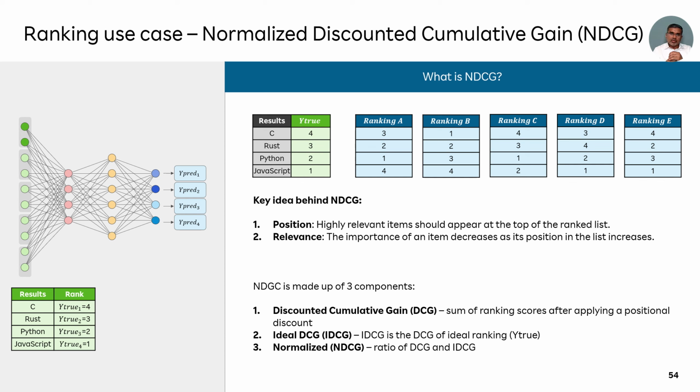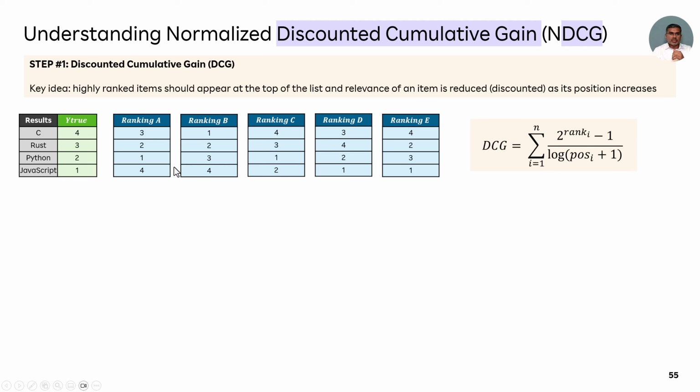Now, normalized discounted cumulative gain is made up of three components. The first is called DCG, which is discounted cumulative gain. We'll look at what that is in a minute. The second one is called ideal DCG. And then finally, there is normalized DCG. Okay, so let's look at that. Now, we'll use our same example here. This is our ground truth value, and let's assume that these are the different predicted ranking values. We'd like to find out which of these is most closely related to the ground truth value.